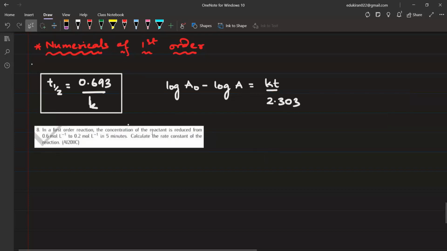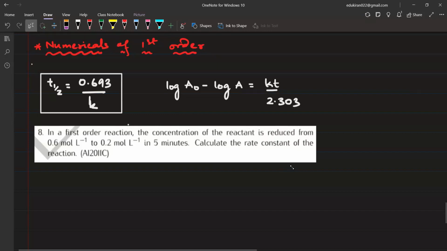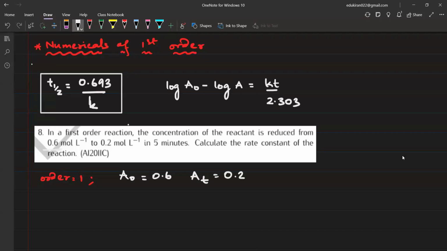In a first order reaction, the concentration of reactant is reduced from 0.6 to 0.2. First of all, order क्या है? 1. A naught is reduced from, so initially it was 0.6 and at time t it is equal to 0.2. You don't need to convert minute to seconds. Okay, you don't need to convert minute to seconds. Time it is given as how much? 5 minutes.